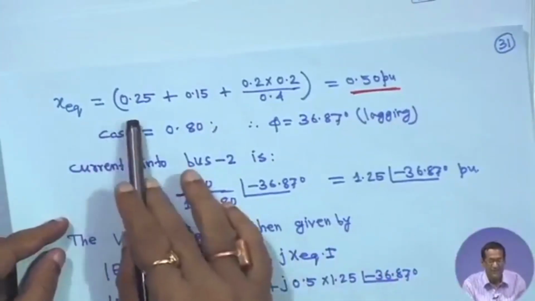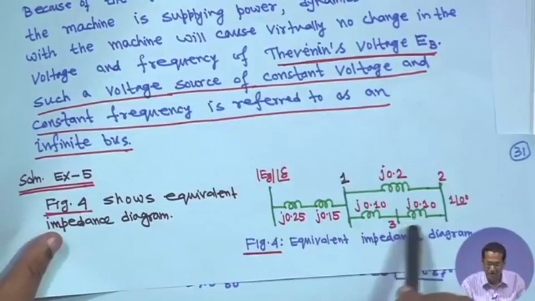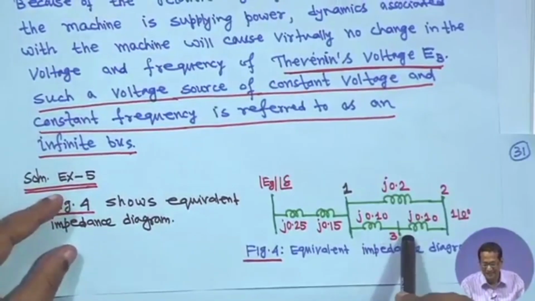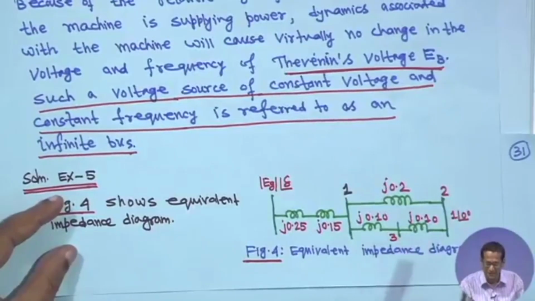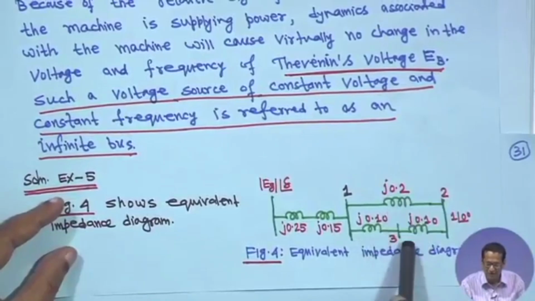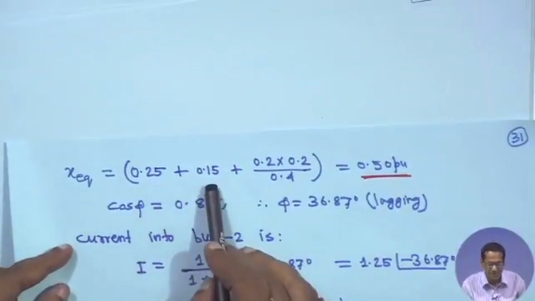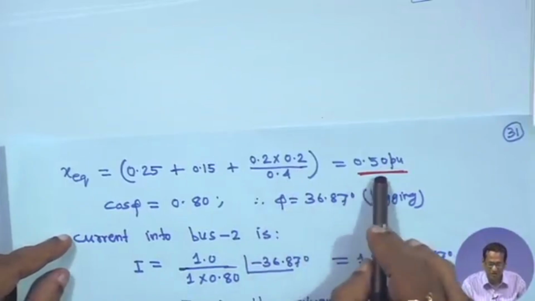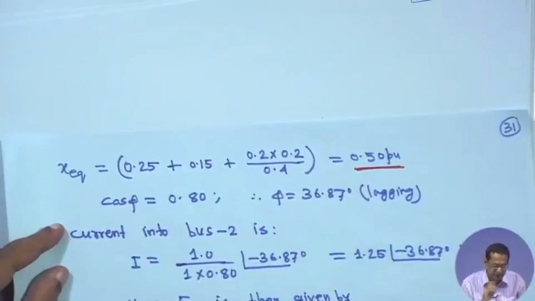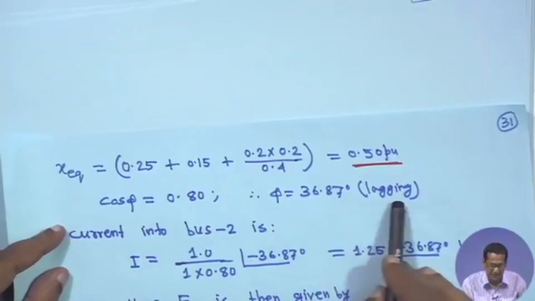So, x e q can be taken as these two added, and these two are in parallel. I marked bus 3 intentionally, but no fault is created. It is a double circuit line, but one more bus bar is created here. So, 0.2 and 0.2 are in parallel. So, x eq will be 0.25 plus 0.15 plus 0.2 into 0.2 upon 0.2 plus 0.2. So, 0.4, 0.50 per unit, and power factor is given as 0.8 lagging. So, phi is equal to 36.87 degree lagging.